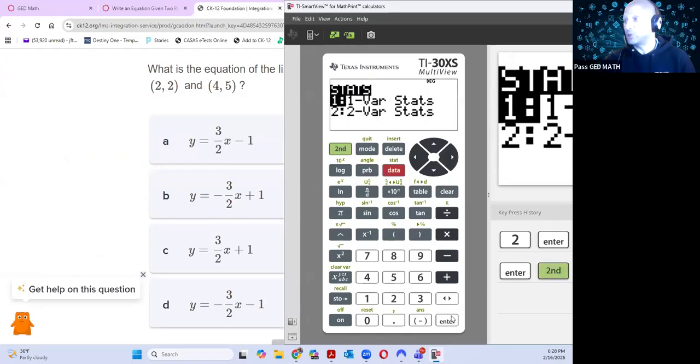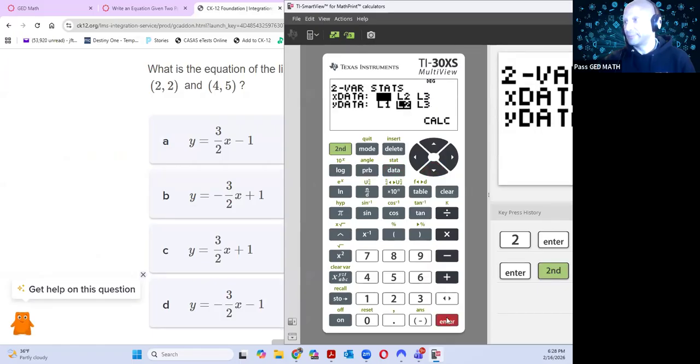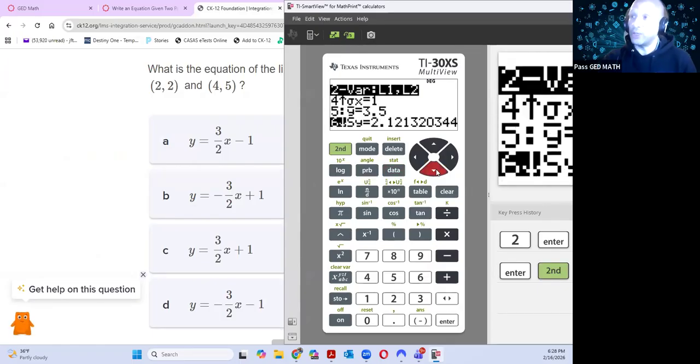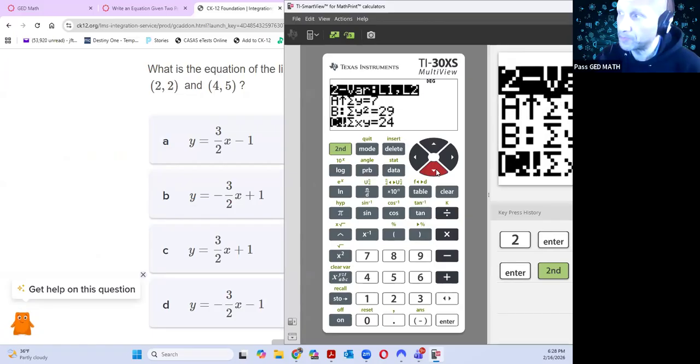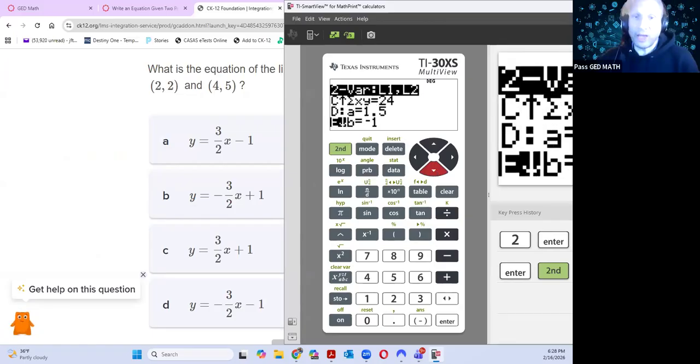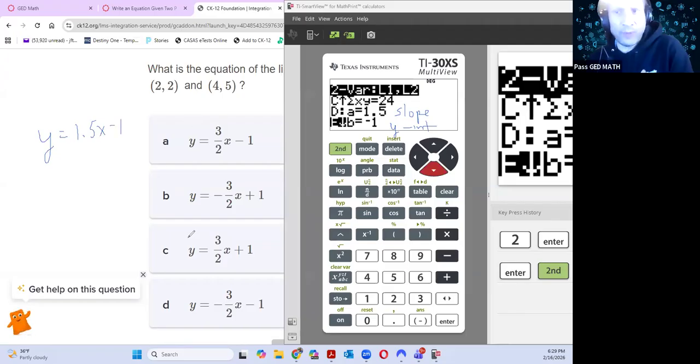Second data, 2 variable, calculate. I'm looking for a lowercase a and a lowercase b. Right now, that lowercase a is my slope and that lowercase b is my y-intercept. So if I write this equation in slope-intercept form, it's y equals 1.5x minus 1. But I look at these multiple choice options and none of them say 1.5x.